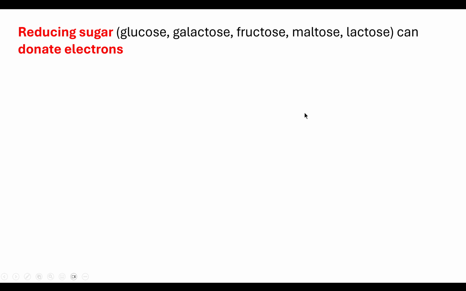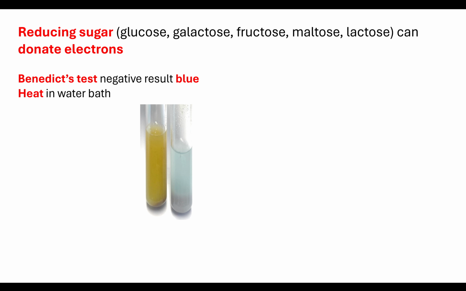So if we want to do what's known as a reducing sugar test, we would be looking at the presence of our monomers, glucose, galactose, fructose, or our disaccharides, maltose and lactose. Now, these are called reducing sugars because they are able to donate electrons. So their ability to donate electrons means that they can, in the presence of a Benedict's reagent, actually change the Benedict's reagent from its negative result, which is blue, into a positive result.